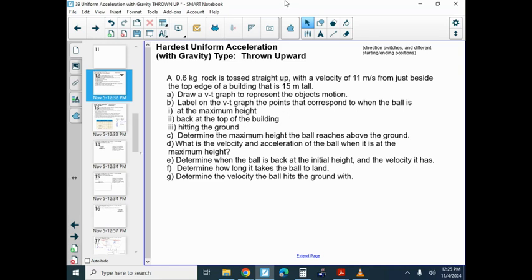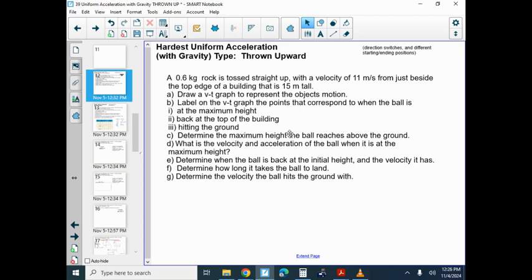Okay, so essentially it's thrown upwards and then falls down to the ground, but having started at a height of 15 meters. So you're asked to draw a VT graph to represent the object's motion from when it was tossed all the way to when it lands on the ground. Label the VT graph with spots that correspond to maximum height, back at the top of the building, and hitting the ground. Determine the maximum height the ball reaches above the ground. So that'd be the height that it gets above the building. Add them up, right? What's the velocity and acceleration of the ball when it's at the maximum height?